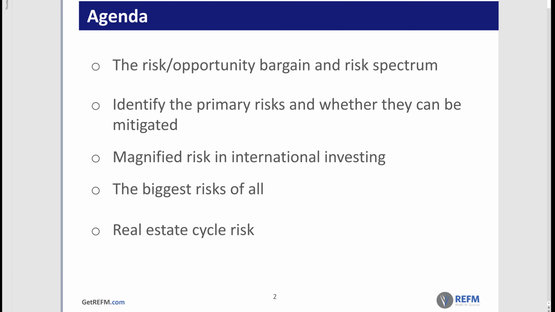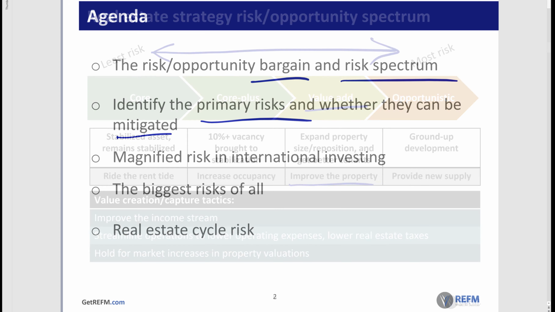First, we'll talk about the risk-opportunity bargain and investigate the spectrum of risk across different commercial real estate investment strategies. We will then identify the primary risks and whether they can be mitigated.